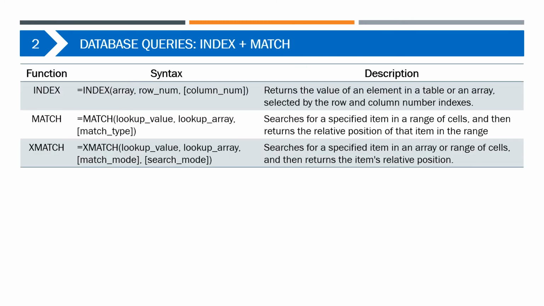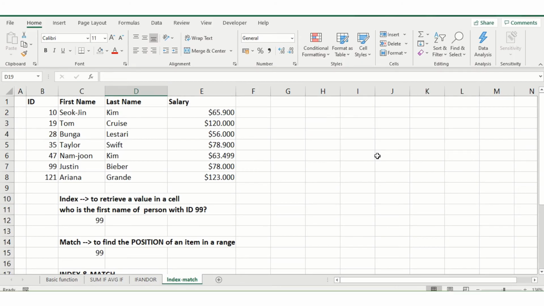The next variation of lookup functions are INDEX, MATCH, and INDEX and MATCH. We are going to learn about these functions in more detail in the next slide. We are going to use INDEX, MATCH, and INDEX-MATCH to retrieve or to find certain values or certain items. For instance, here I have several people's data with ID, first name, last name, and salary.